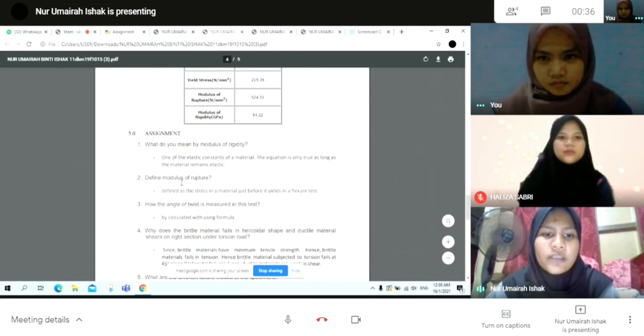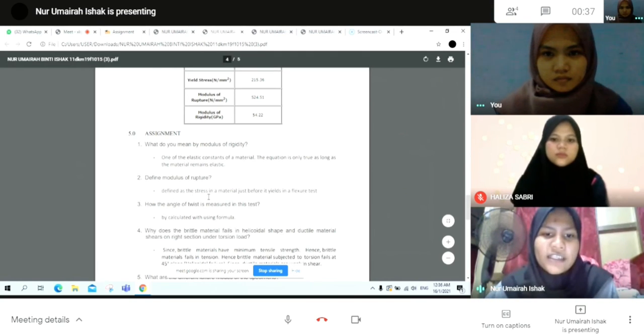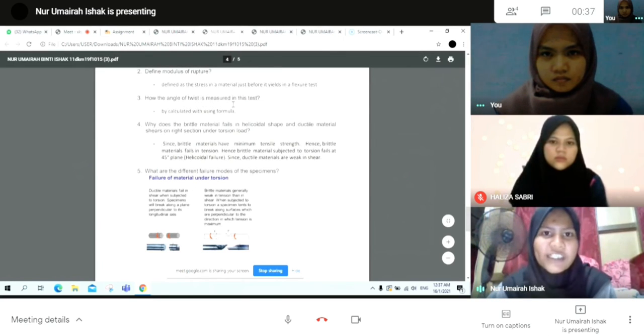Second, define modulus of rupture. Defined as the stress in a material just before it yields in a flexure test. Question number 3. How is the angle of twist measured in this test? It is calculated using a formula.